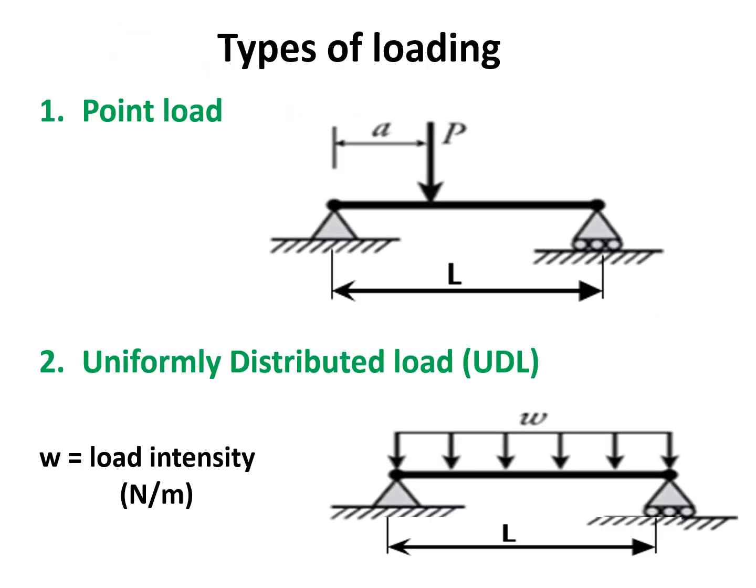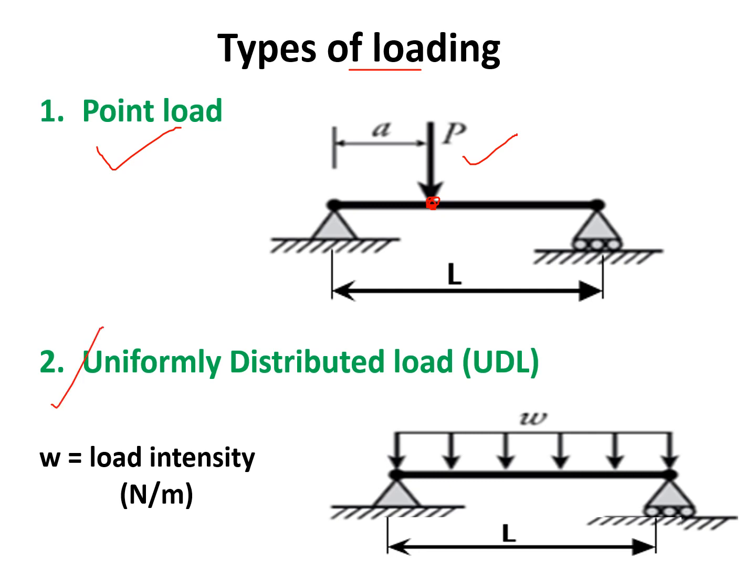Now the types of loading. So we have different categories of loading. The first one is the point load. You see here, this is a beam of length L, and the external load approaches that body at a point. So that type of load is known as the point load. It means that it is concentrated at a point. That is the point load, P.